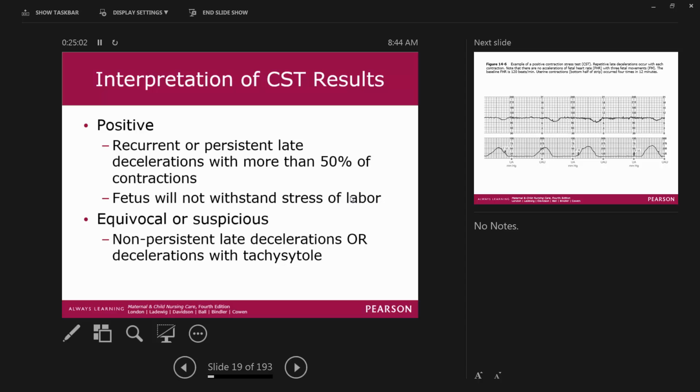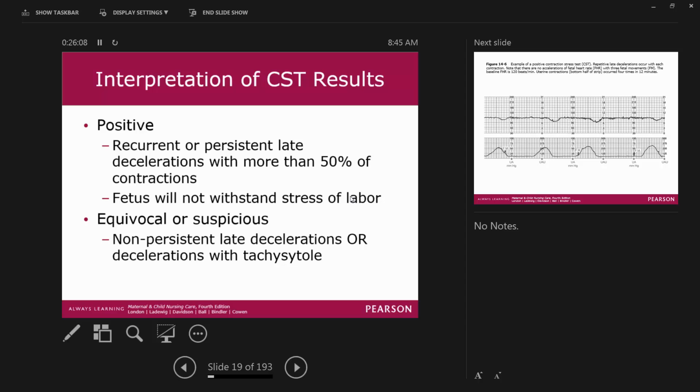If she fails the test, we say she has a positive contraction stress test, meaning she positively has stress during contractions. Now, equivocal or suspicious is the patient that has, as the slide puts it, a non-persistent late deceleration, so that means she just had the 1 late deceleration. But this would also be if she has anything else really bad about her strip, if she has tachycardia with her strip. Tachycardia means the baby's heart is pumping very fast because they're trying desperately to get enough oxygen to their tissues. So that baby is suspicious. So this baby might have variable decels. It's not written up there, but anytime you have something bad looking, non-normal with your strip, that is suspicious for the baby's ability to tolerate any stress.